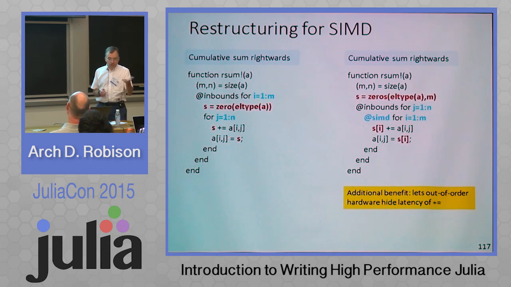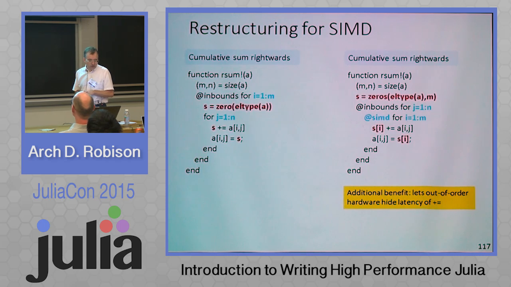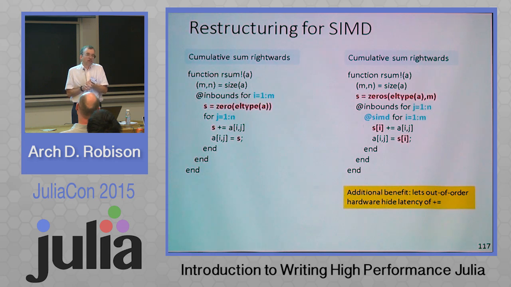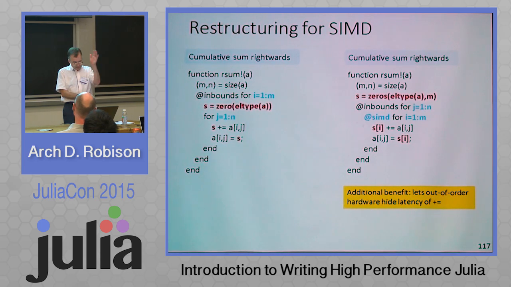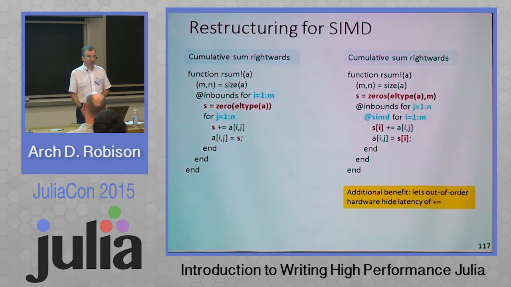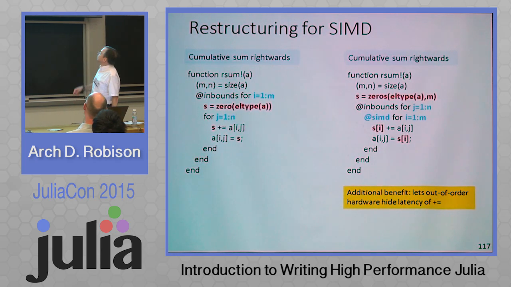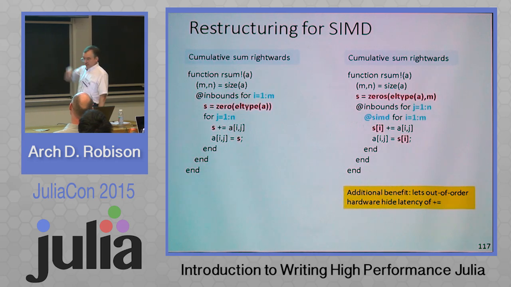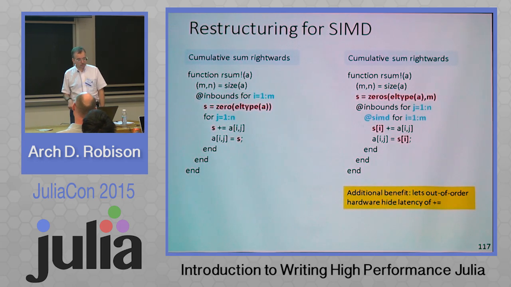So on the left is the original code, and on the right is how I'm going to make code that does the cumulative sum to the right. What I'm going to do to be friendly to the hardware is interchange the loops. But to do that, I have to change my scalar S into an array. So basically, I keep around an array that's the current running sum of each row so far. Then the loops can just march across the array vertically and keep updating those sums.